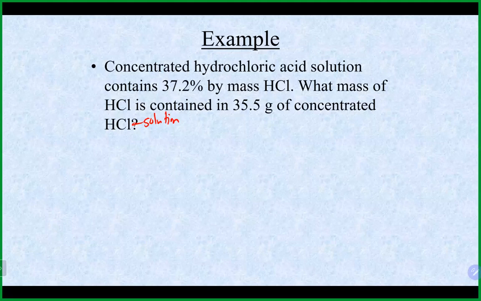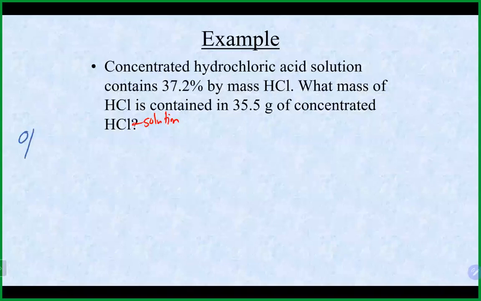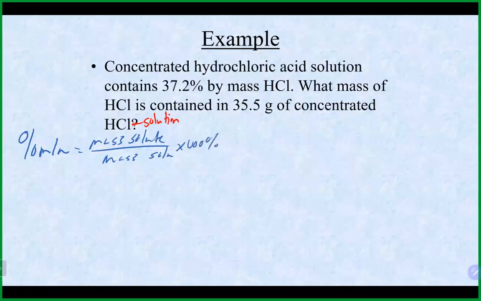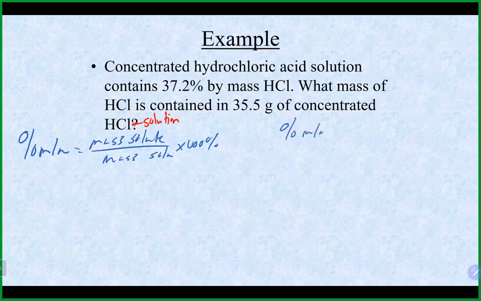So in this case, we are still dealing with our percent mass to mass, which is the mass of our solute over the mass of our solution, times 100%. In this case, we are given the percent mass to mass, which is 37.2%. We are given the mass of the solution, which is 35.5 grams, and we are looking for the mass of the solute.